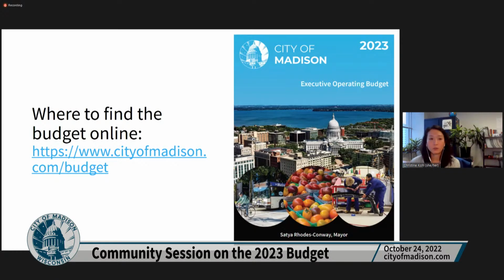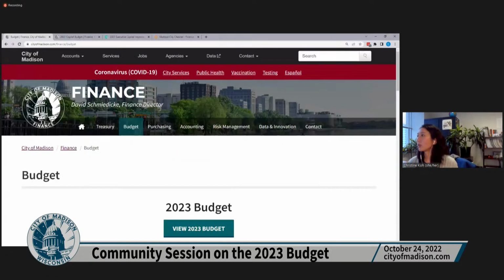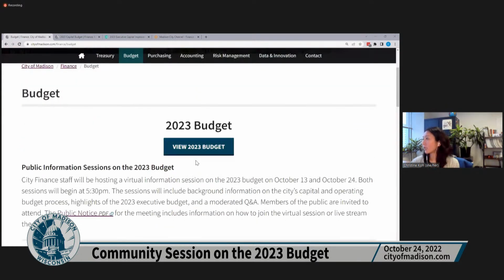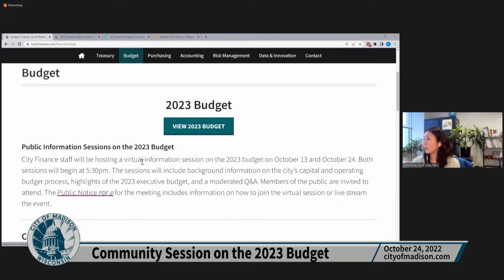And I'm going to switch my screen share to walk through a couple of the key resources that we have available on our website. So again, if you go to cityofmadison.com/budget, you will see our homepage that has a button to the 2023 budget.